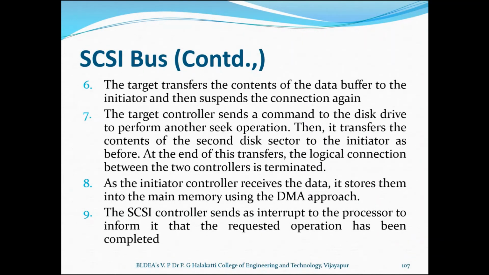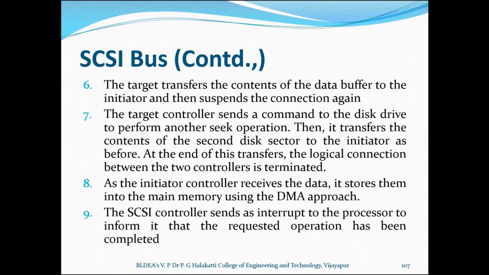The target transfers the content of the data buffer to the initiator and then suspends the connection again. Now the data transfer is done in parallel over 8 or 16 lines of the bus. Now the target controller sends a command to the disk drive to perform another seek operation.